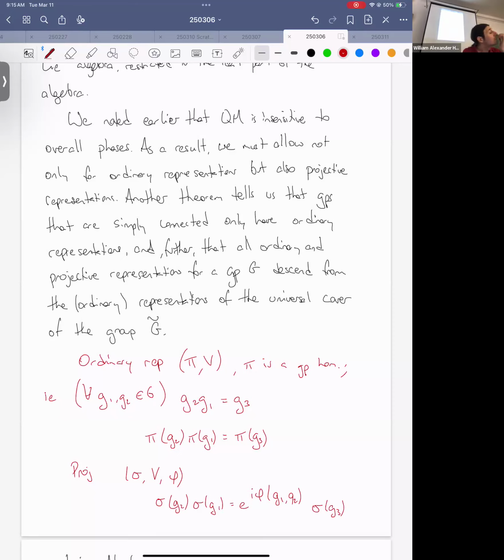And do you only get ordinary and projective representations? I'm sure you could come up with other maps that have other properties, but these are the only ones that are important for us in quantum mechanics. Great. Good. Other questions? Great.